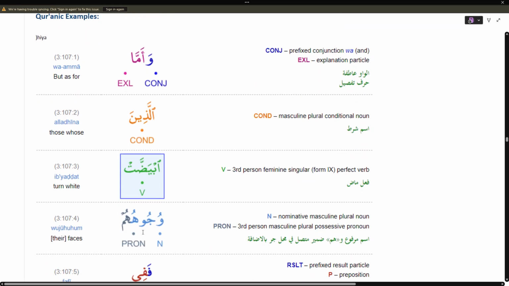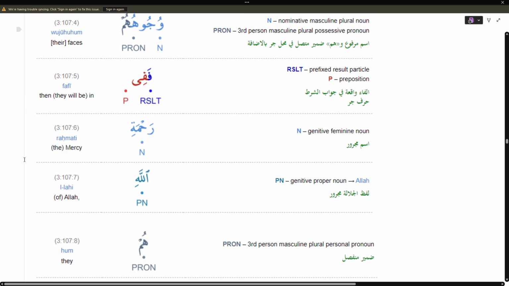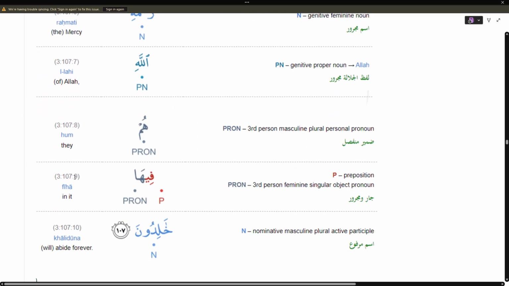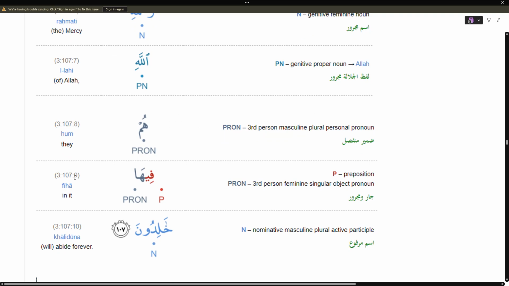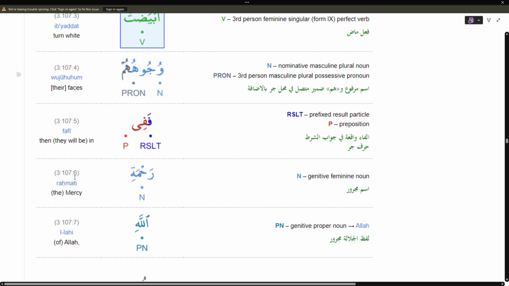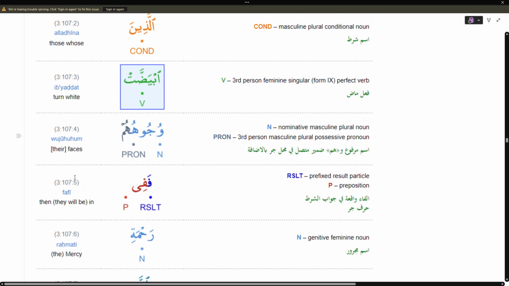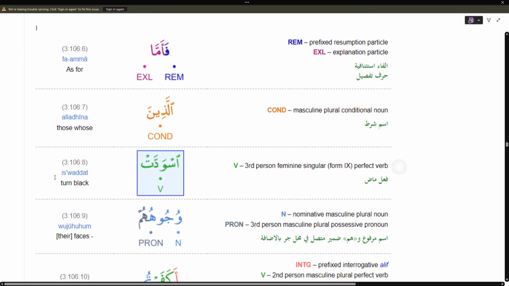And the examples are: A'udhu billahi minash shaitanir rajim, Bismillahir Rahmanir Rahim. وَأَمَّا الَّذِينَ ابْيَضَّتْ وُجُوهُهُمْ. But as for those whose faces turn white. So ibyadat is third person feminine singular hiya. فَفِي رَحْمَةِ اللَّهِ. Then they will be in the mercy of Allah. Hum fiha khalidun. They in it will abide forever. Allahumma aj'alna minhum, Ya Rabb, make us among the people whose faces turn white, Ya Allah. Ameen, Ya Rabbal Alameen.